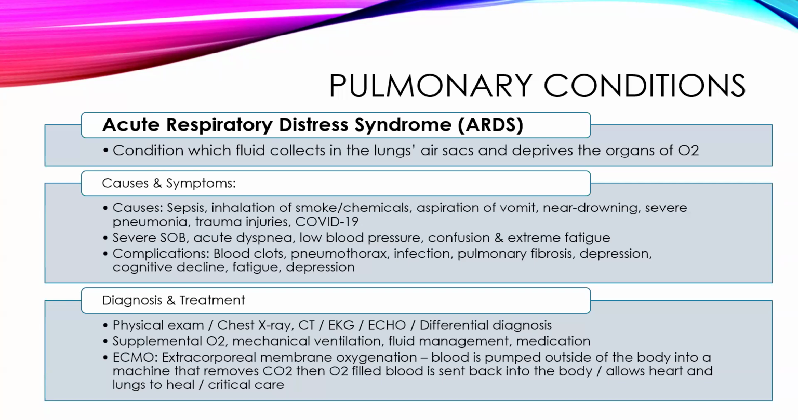ARDS is diagnosed by physical examination, by a pulmonologist, by a critical care doctor, also by chest X-ray or CT scan of the lungs, EKG and echo, like we talked about previously, and then also differential diagnosis with other pulmonary conditions. And it can be treated with supplemental oxygen. Somebody with severe ARDS might also need mechanical ventilation. They'll also be managing and looking at fluids for this person and treating with medication.